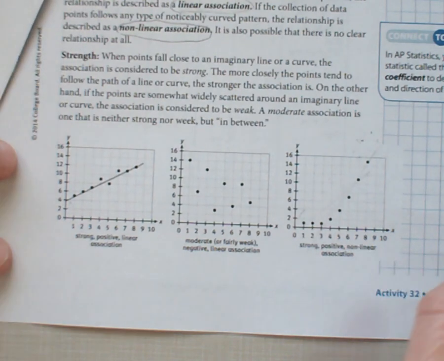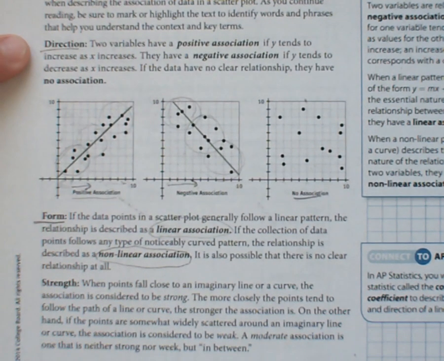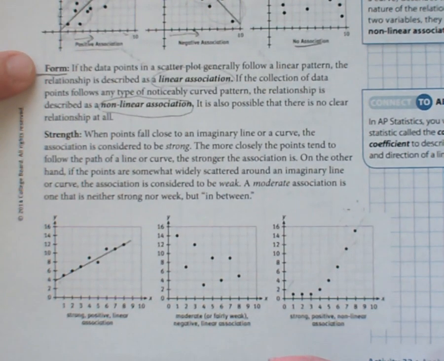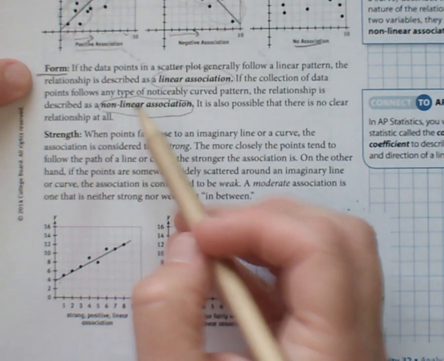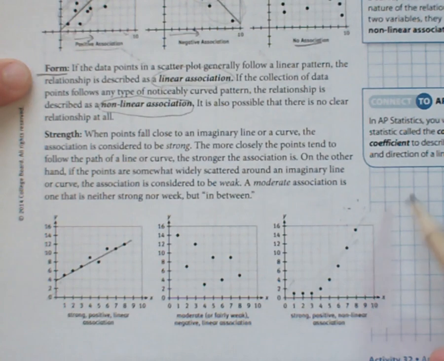Okay, so let's recap. We had direction: positive, negative, or no association. We had form. So you could have positive and have it be linear, like this guy. You could have a positive association and have it be non-linear. This guy is positive, but he's not linear. You could have a negative association and have it be either linear or non-linear.